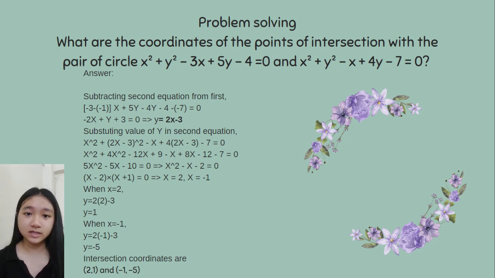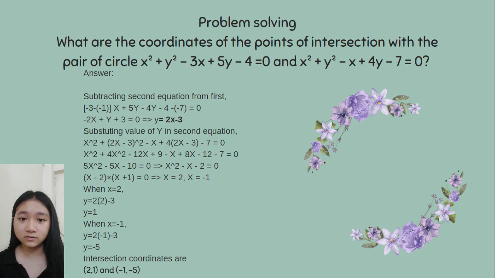Next, we subtract the second equation from the first. x squared minus x squared equals to 0, y squared minus y squared equals to 0. Negative 3x minus negative 1x equals to negative 2x. 5y minus 4y equals to y. Negative 4 minus negative 7 equals to 3. So we will get y equals to 2x minus 3.